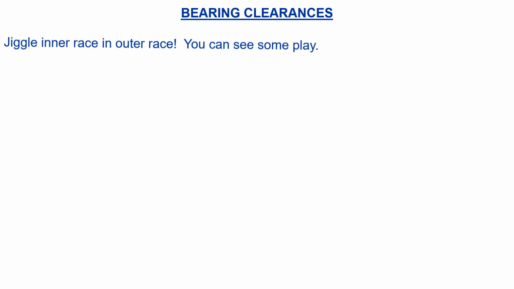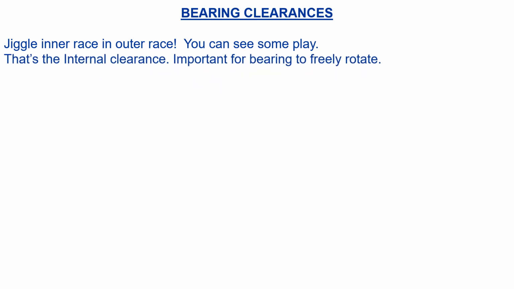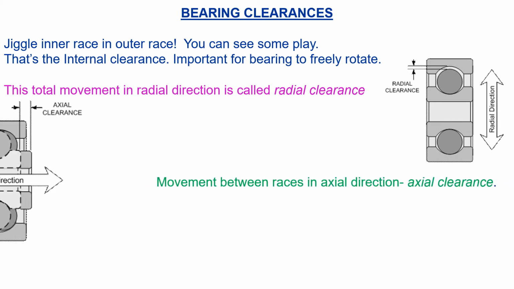Now for the bearing clearances. Take a deep groove ball bearing and jiggle it, inner race in the outer race. You can see some play. That's the internal clearance, important for the bearing to freely rotate. The total movement in the radial direction is called the radial clearance. Movement between races in axial direction is called the axial clearance.